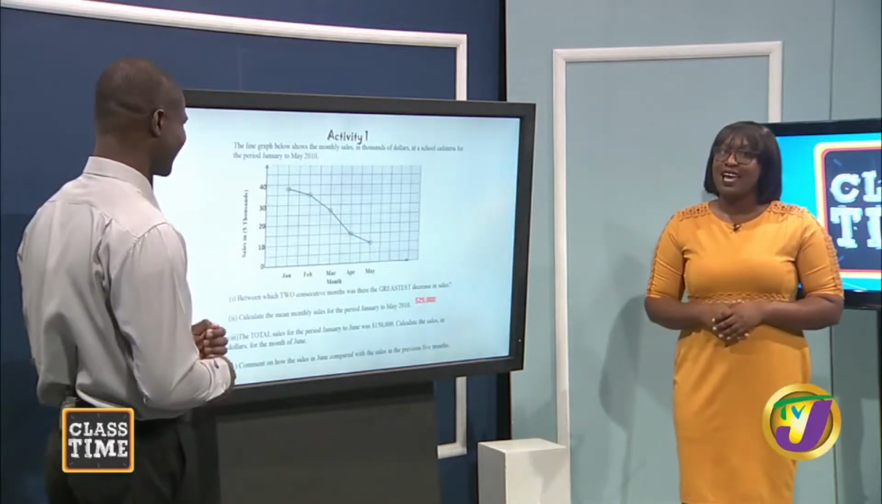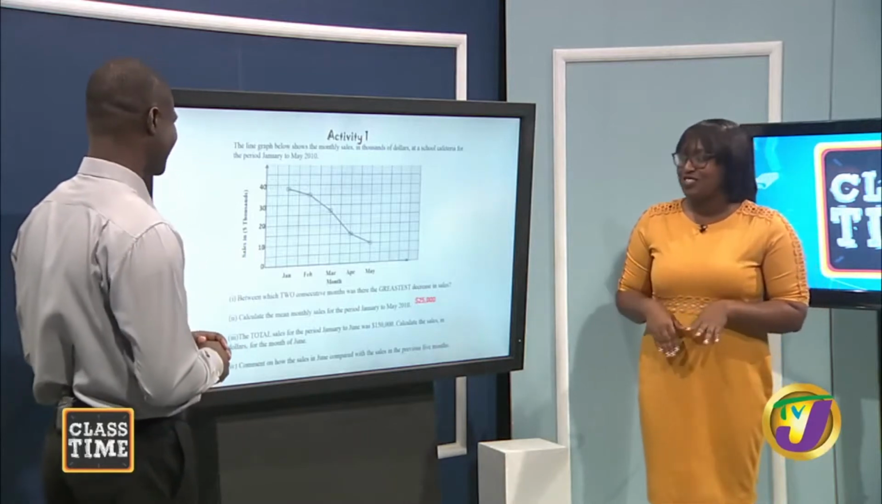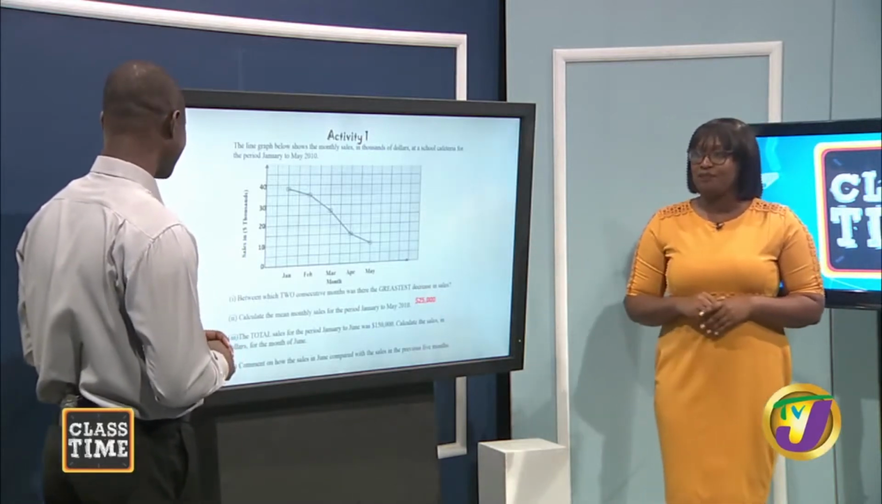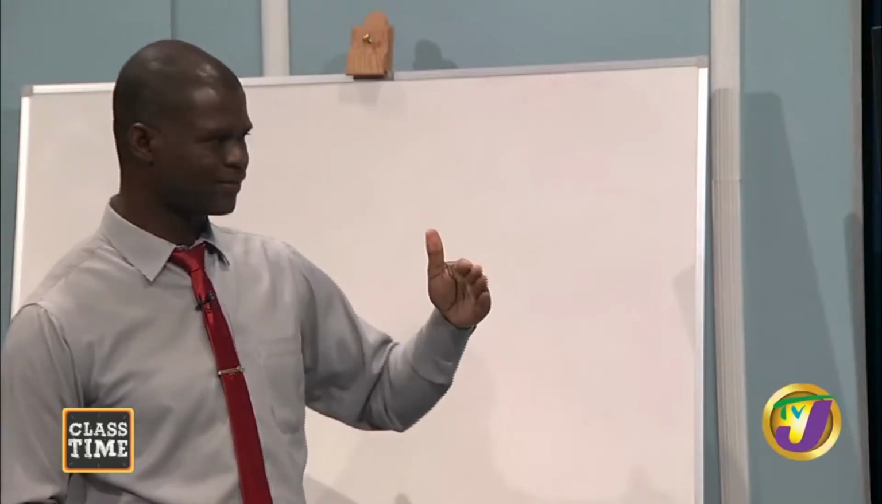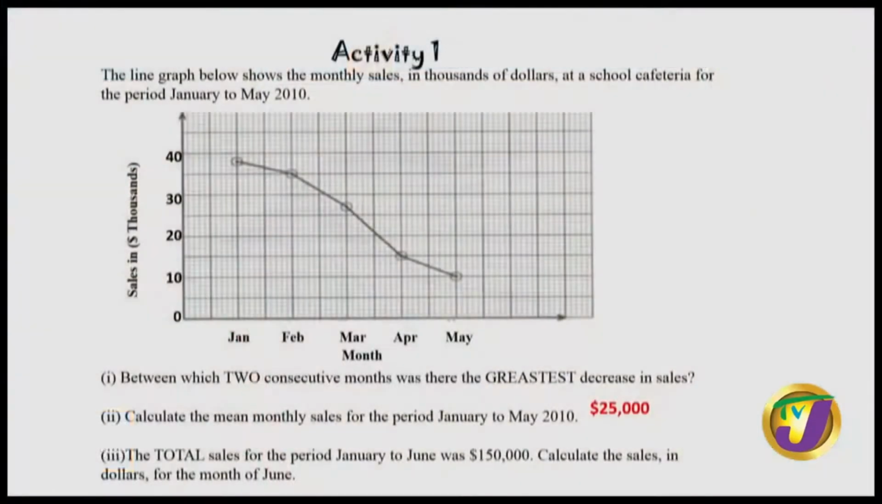You think there's any sort of relationship between part 2 and part 3? Yeah, definitely. We have just ascertained that from January to May, it was $125,000. Now, when it reached June, it reached $150,000. So it means that there was an increase there, right? But by how much? So the total sales from January to May was 125,000 and from January to June is 150,000.